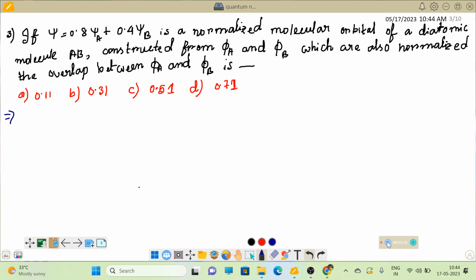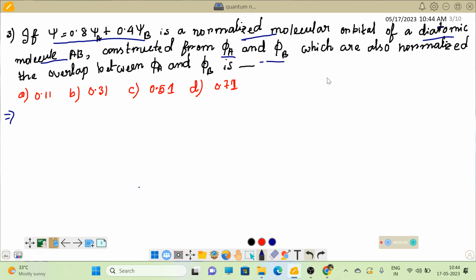I have to be quick. So read the question carefully. Here the wave function is given, which is already normalized, and it is for a diatomic molecule. That's why two wave functions are constructed from phi a and phi b.